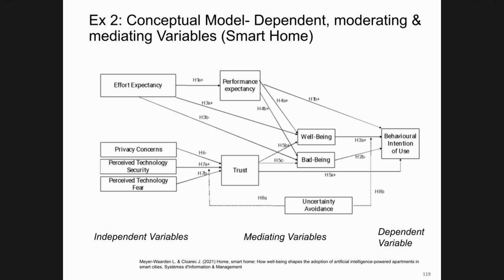Here, the conceptual model of smart home adoption. So we have here independent variables. The lower the effort expectancy, the higher there should be the performance expectancy. So they have an impact on the mediating variable performance expectancy. We have also another mediating variable, well-being. So the lower the effort expectancy, the higher should be the well-being, and the lower should be the bad being.